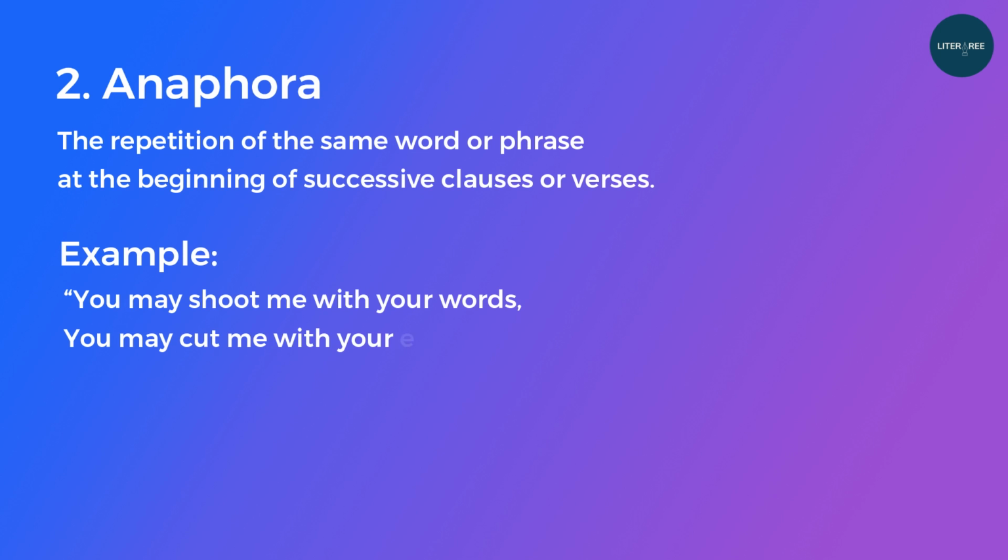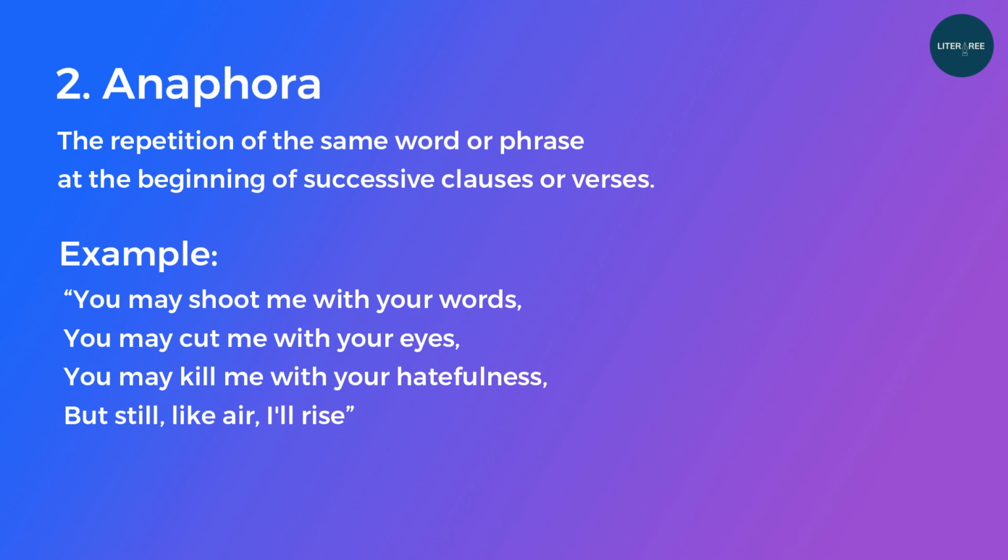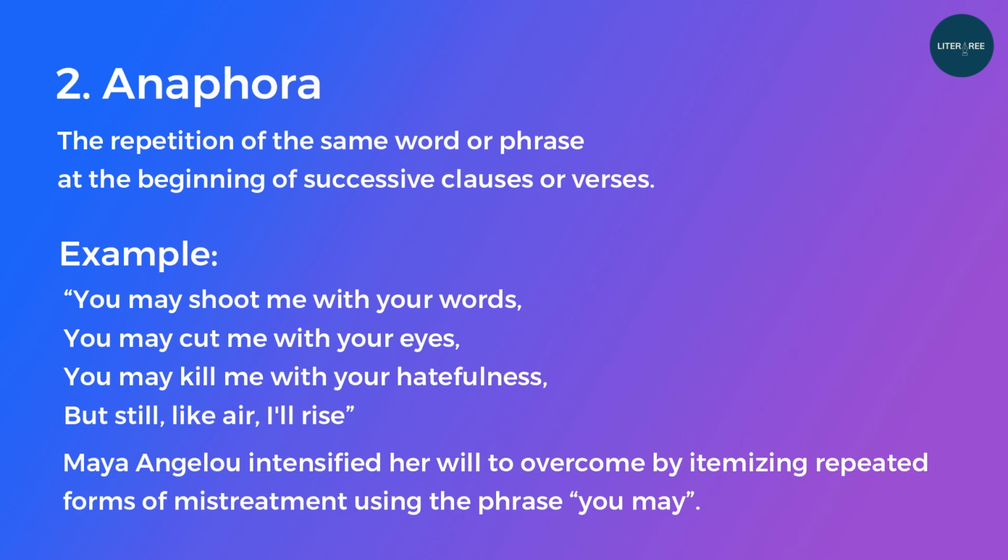You may shoot me with your words, you may cut me with your eyes, you may kill me with your hatefulness, but still like air I'll rise. Here, Maya Angelou intensified her will to overcome by itemizing repeated forms of mistreatment using the phrase you may.